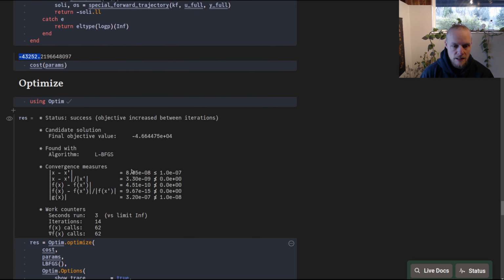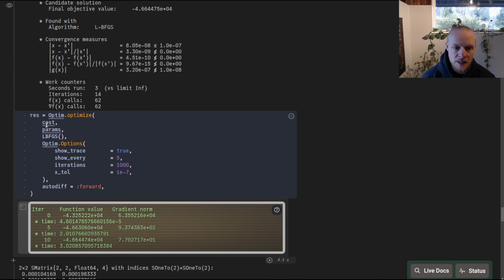And then to optimize this, I load a package called Optim. It contains a number of simple optimizers. I will optimize my cost, and my initial guess of the values is this params. I will use the LBFGS. It's gradient-based. It tries to approximate Hessian information using just gradients. So this is a traditional optimization technique. And I will use automatic forward-mode differentiation to derive the gradients. I don't have to derive the gradients here. Automatic differentiation will do that for me.